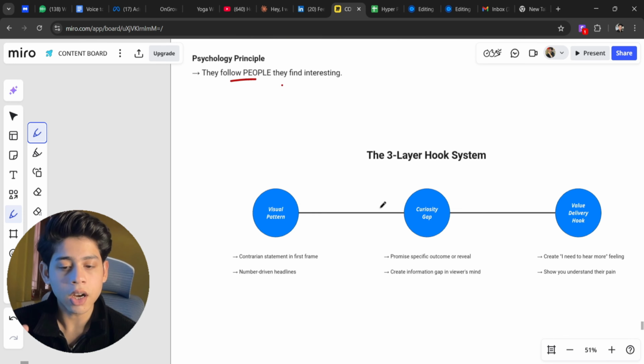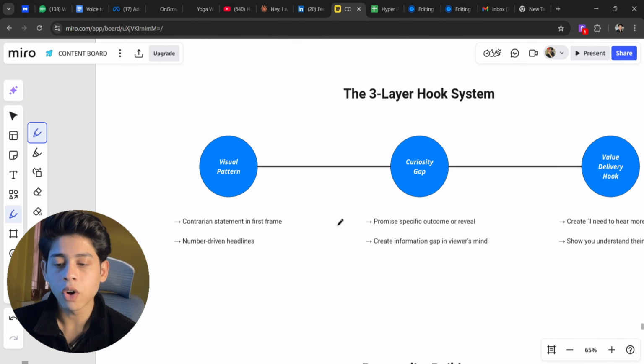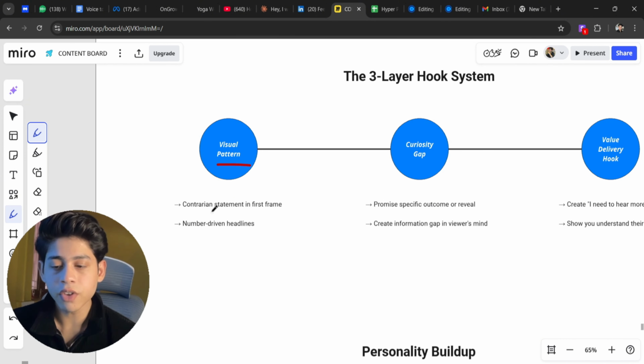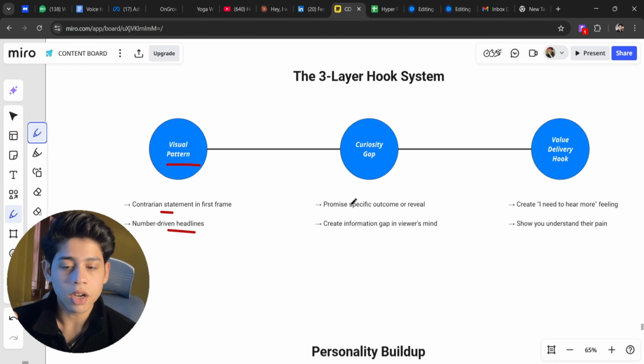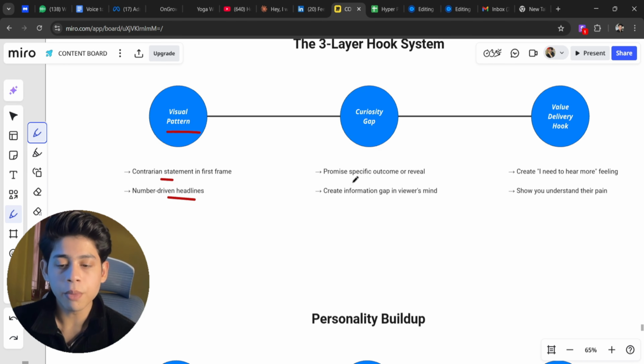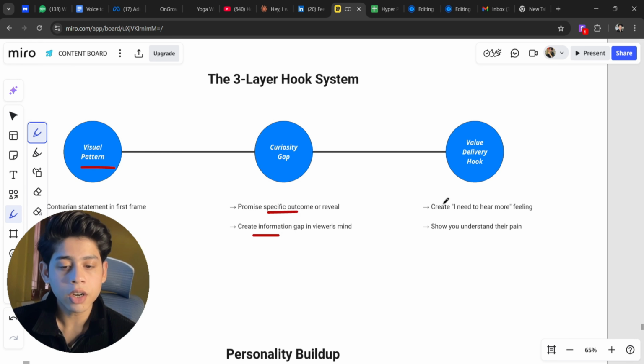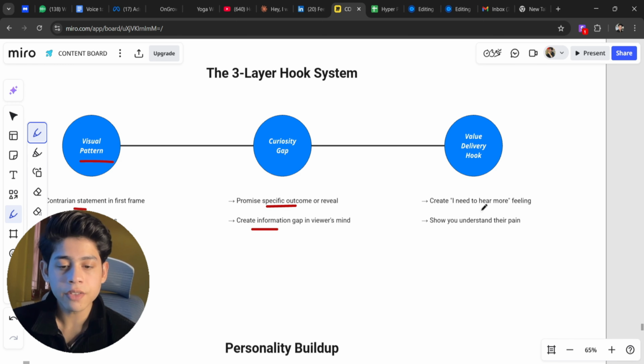So we have a three-layer hook system. The first is visual interrupt, with a contrarian statement in the first frame and number-driven headlines. Second is curiosity gap. You promise a specific outcome that hooks the audience instantly, and you create an information gap in the viewer's mind. The third is value delivery hook. It is where you hook the audience by creating an "I need to hear more" feeling, right? You showcase that you understand their pain.